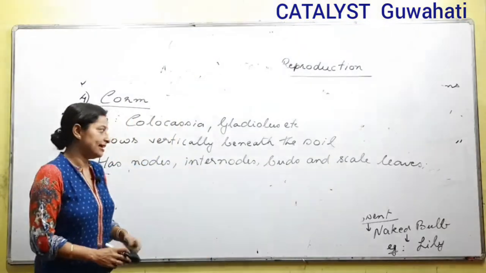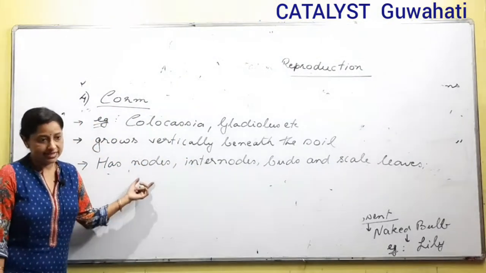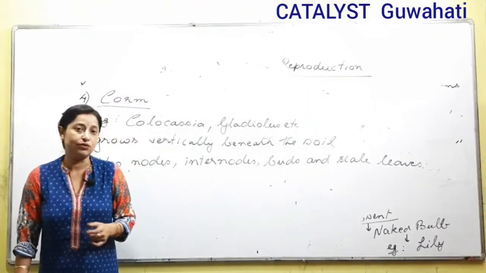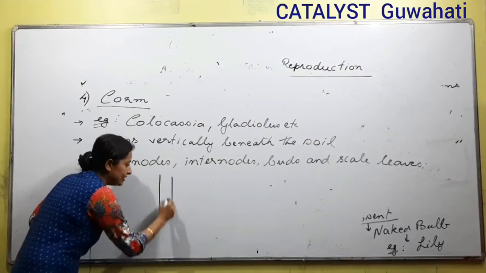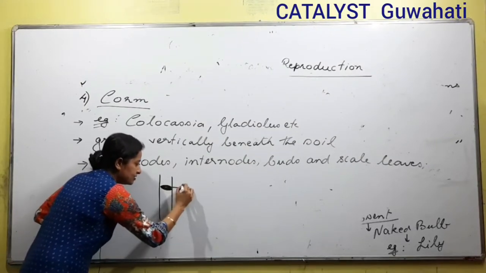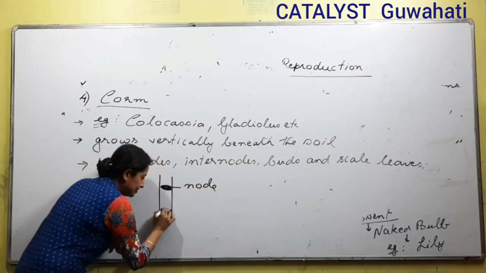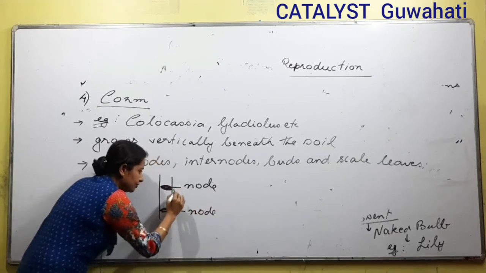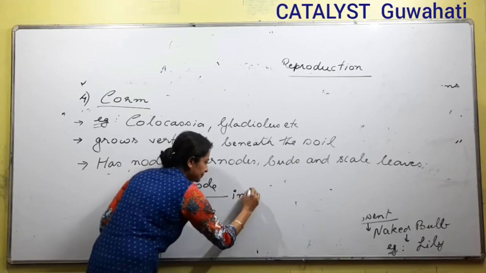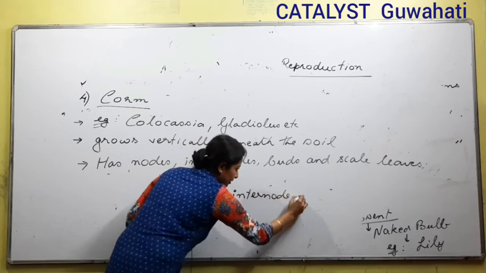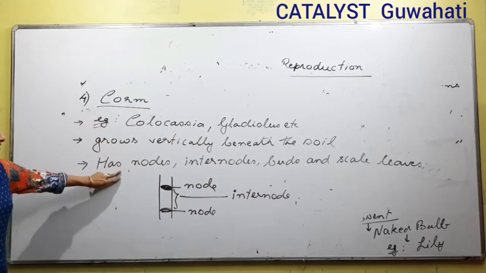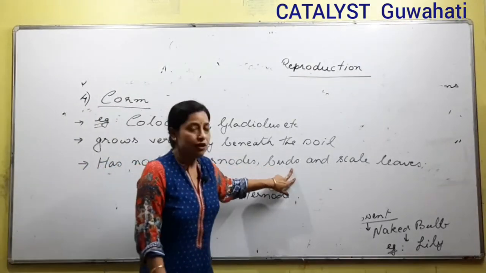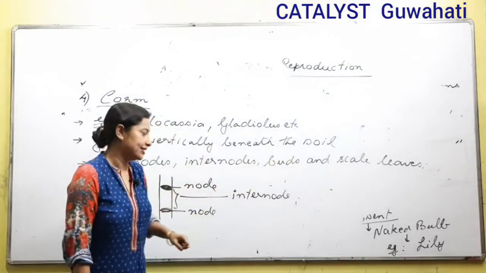What is a node? What is an internode? Whenever we are talking about a stem, one of the most important characteristics of a stem is that it has nodes and internodes. If you are talking about a stem like this, if this is a node, this is another node, this portion would be called internode. So it has nodes, internodes, buds and scale leaves. Our buds would be responsible for the production of the new plant.